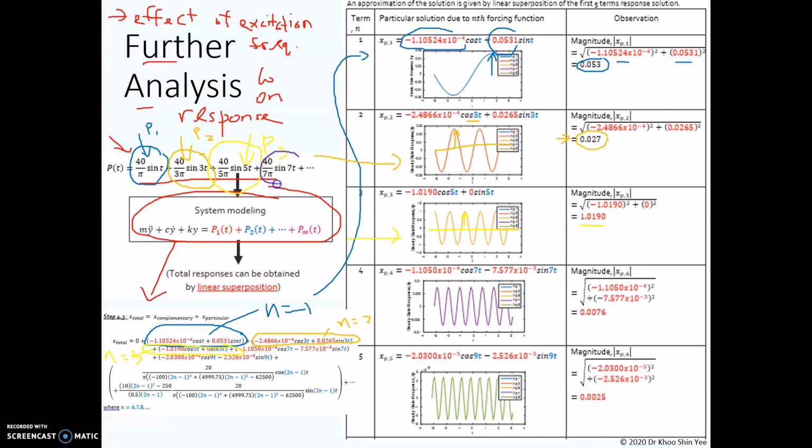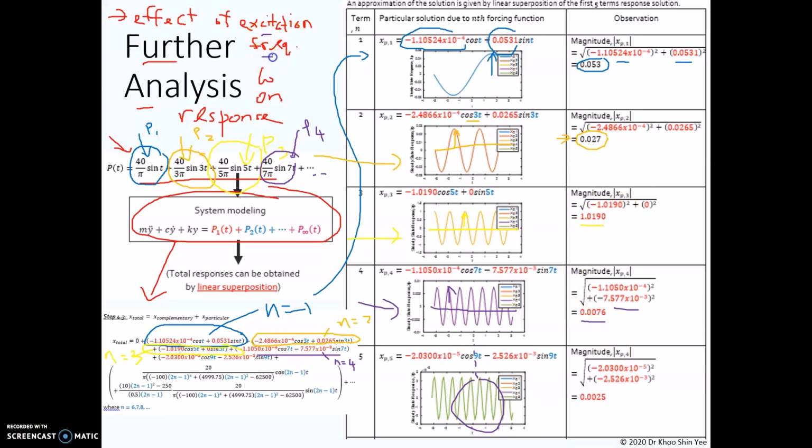If you continue to excite the system with P4, then the corresponding response can be found here, which is when you substitute n equal to 4. So this is the graph for the response, where you can see from here the amplitude can be computed by using this formula, which is equal to this. And if you continue with other forces, then you can obtain the corresponding response using the same approach.